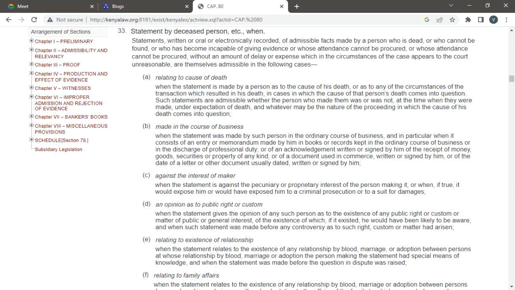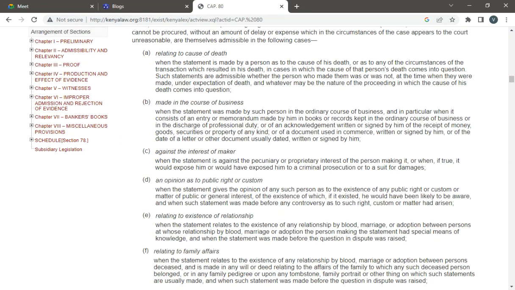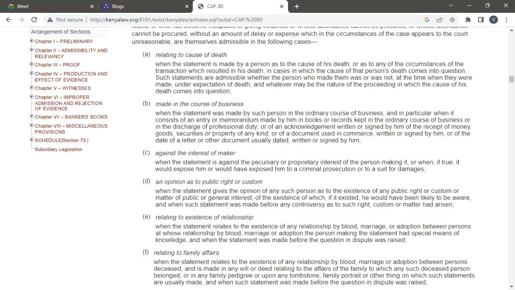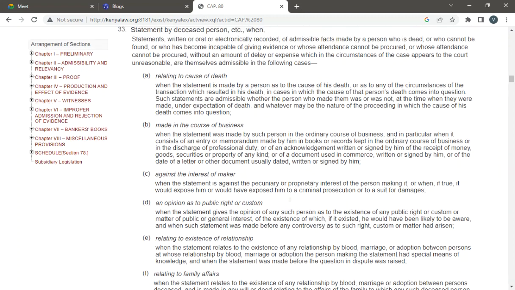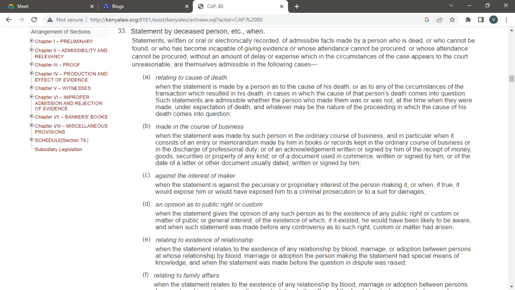And relating to existence of relationship is the one you see below, 33(e), which says relating to existence of relationship, and its definition is also well provided there. And an opinion as to public right or custom is another exception to hearsay. Then there is a statement made by a person who cannot be called as a witness, as provided under section 33 of the Evidence Act. So I believe if we now look at section 33 in its whole, we will start to understand these exceptions, then from there we get into admission, then confessions, then finish with res gestae.